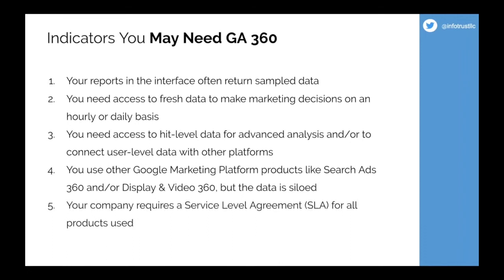And the last piece here is your company requires a service level agreement for all the products that are used. This is generally for really, really large companies, but they will have things in place where if the organization is going to use a product at the organizational level, they have to have a service level agreement. With the free version of GA, you don't get that. With some of the other free products, you don't get that. So these enterprise products have service level agreements built in that guarantee things like uptime, data collection, and so on.